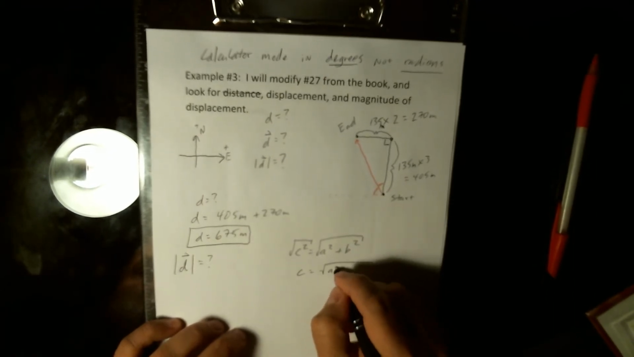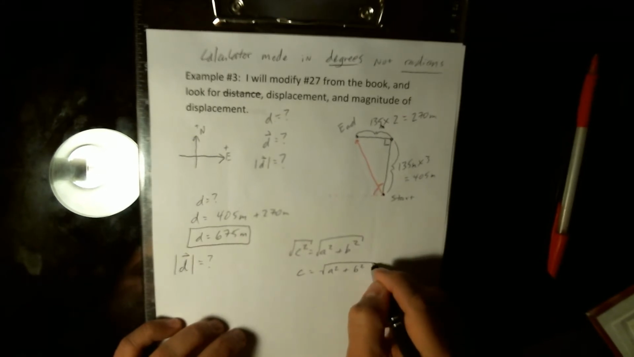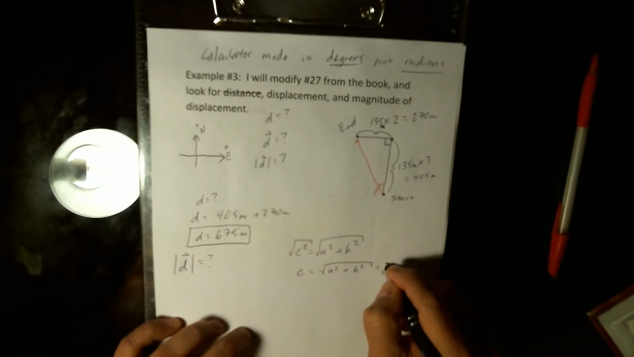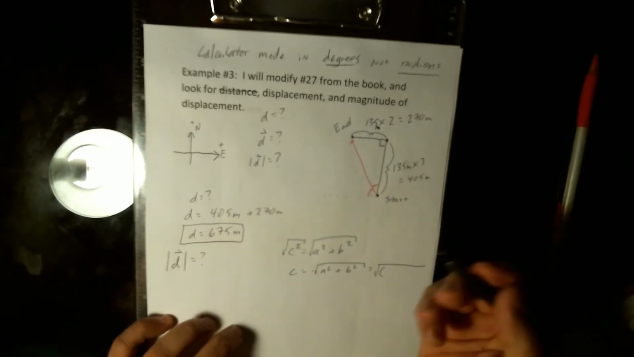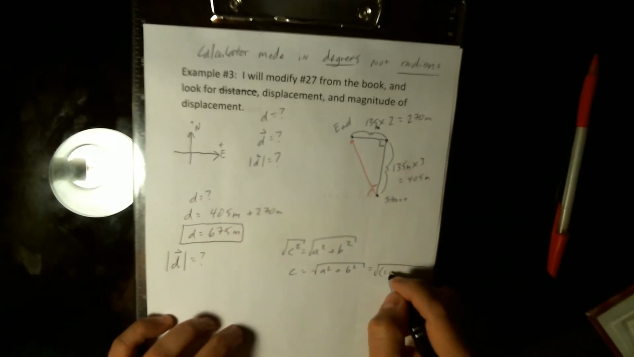In this case, let's call A this one. So 405 meters. And this is 270 meters.